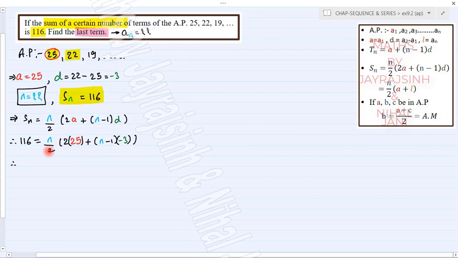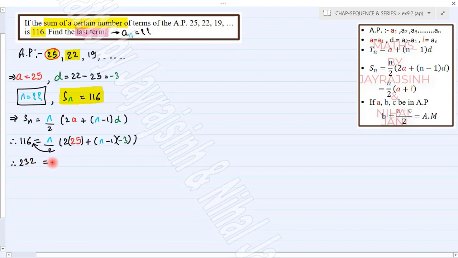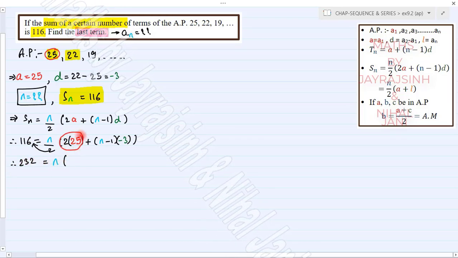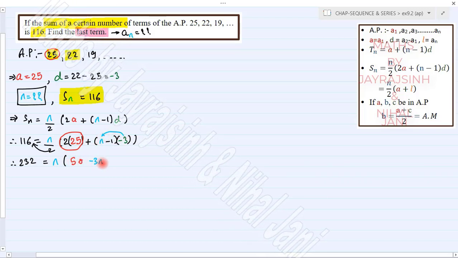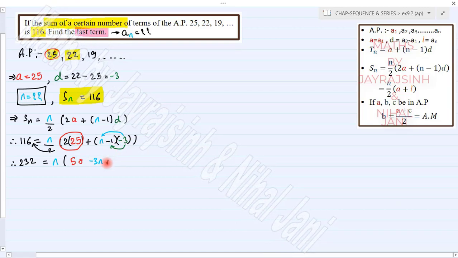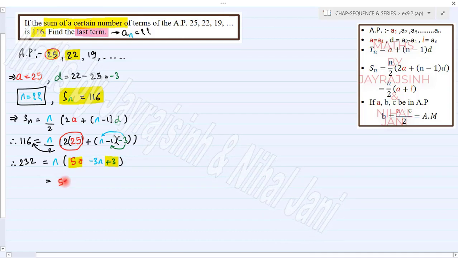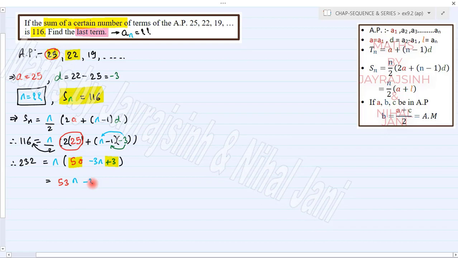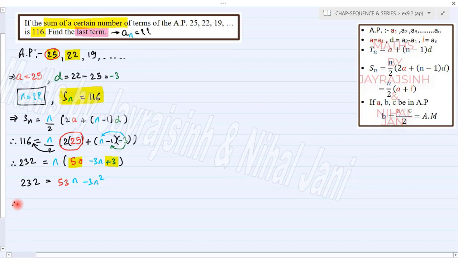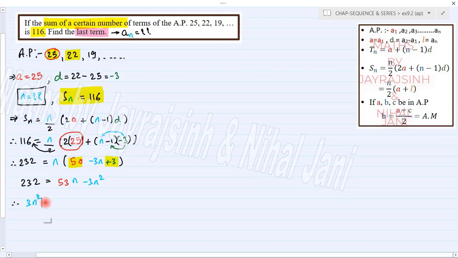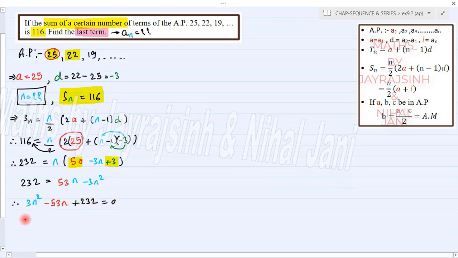In further simplification, 2 should be moved on the left side, which will give us 232 is equal to n into 2 times 25, or we can say 50. Then minus 3 into n will give us minus 3n, and minus 3 into minus 1 will give us plus 3. So 50 plus 3 will be 53 and minus 3n square is equal to 232, or we can say we will get 3n square minus 53n plus 232 is equal to 0.